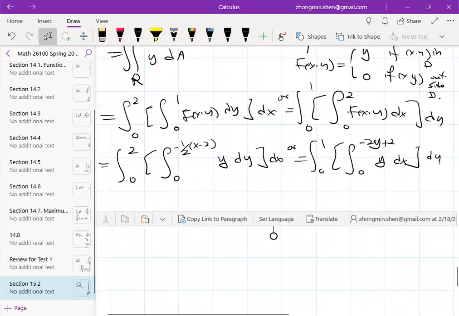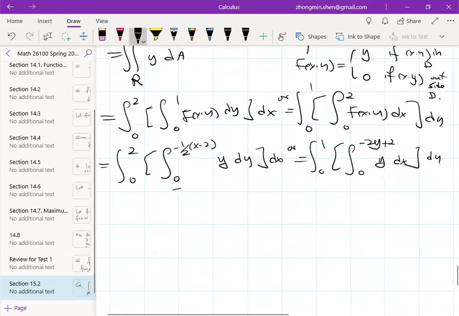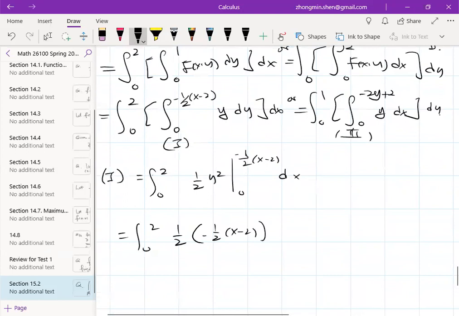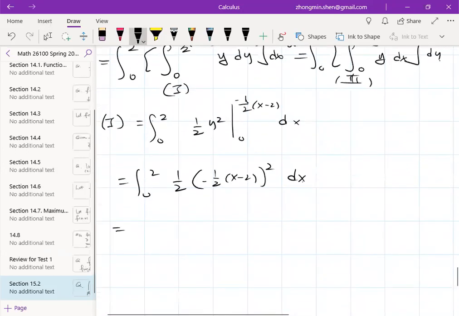So using either of these, we're going to evaluate the integral. I'm going to call this I. This is the second integral. So the first integral, I'm going to get half of y squared, right? So I will get negative 1/2 x minus 2 squared dx. Okay. So after simplifying, I get 1/8 integral from 0 to 2 of x minus 2 squared dx.